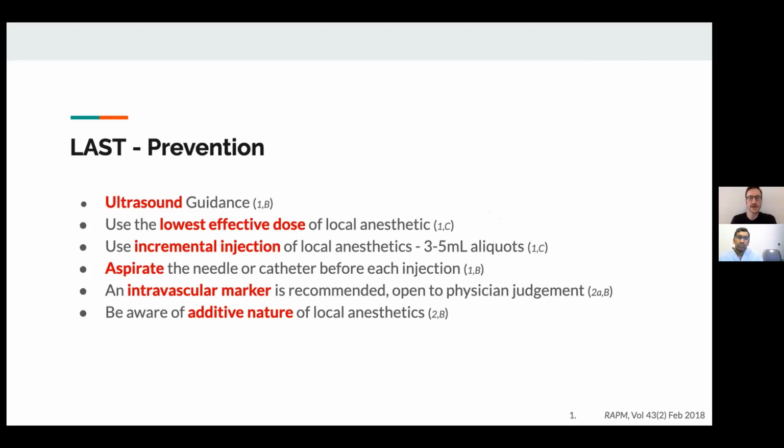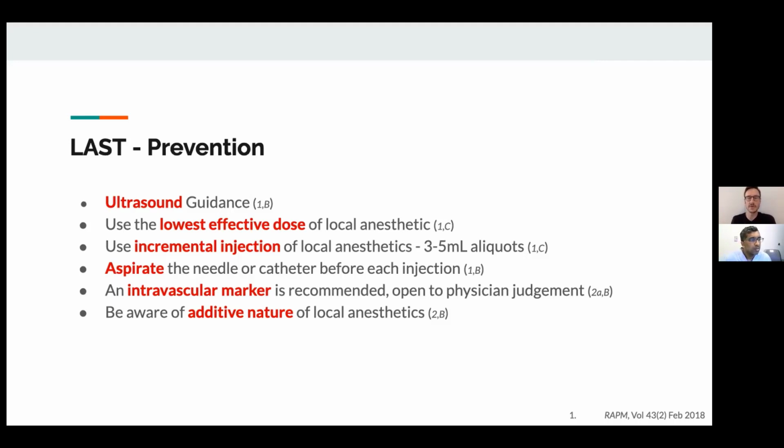We want to use an incremental injection technique. So for us, when we have the needle placed where we think it looks good on ultrasound and we want to begin giving the medication, we'll first aspirate the syringe and ensure no blood returns. And then we'll give a small aliquot and just assess the spread on ultrasound and think, can we see where the medication is going? Does it look like what we expect? And then we inject in sort of 3 to 5 ml aliquots and then aspirate in between.